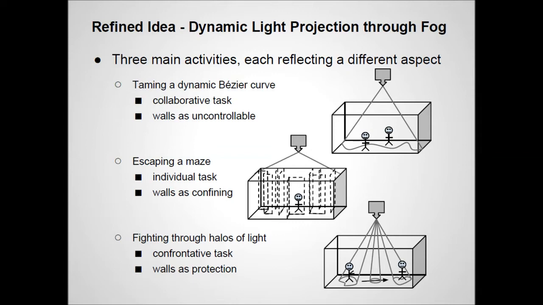The third task was more of a confrontative task. Each person would be followed by a halo of light with a particular color and shape, and they could throw projectiles of light to each other. Getting hit would decrease their own halo size. This was designed for highlighting the protection characteristic of walls.